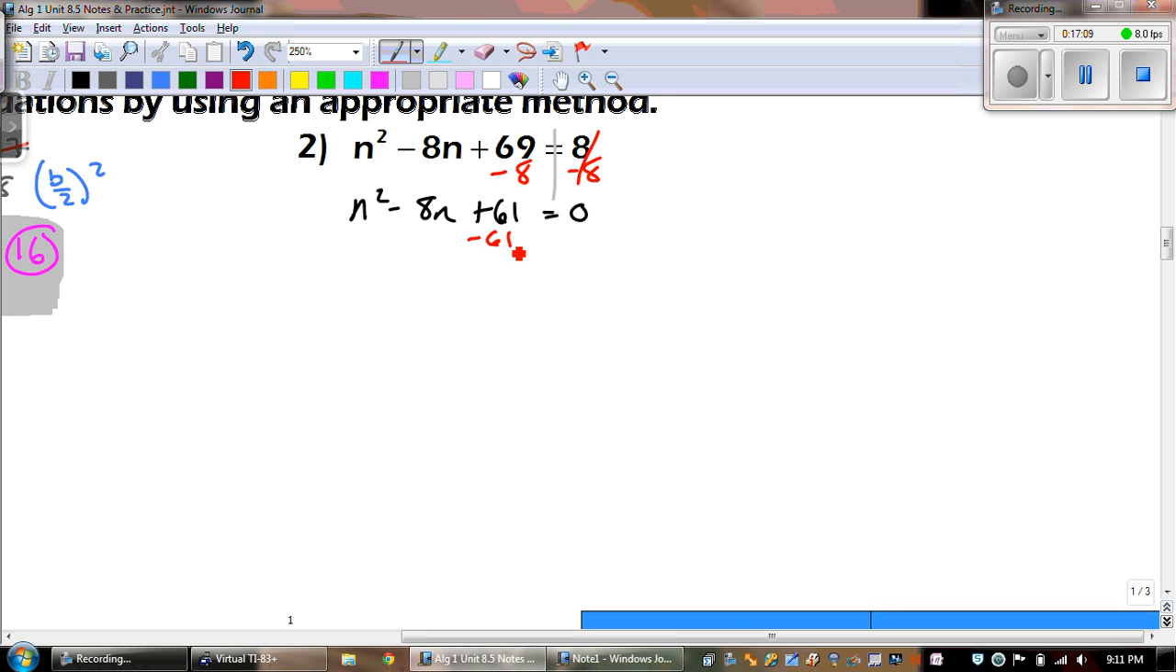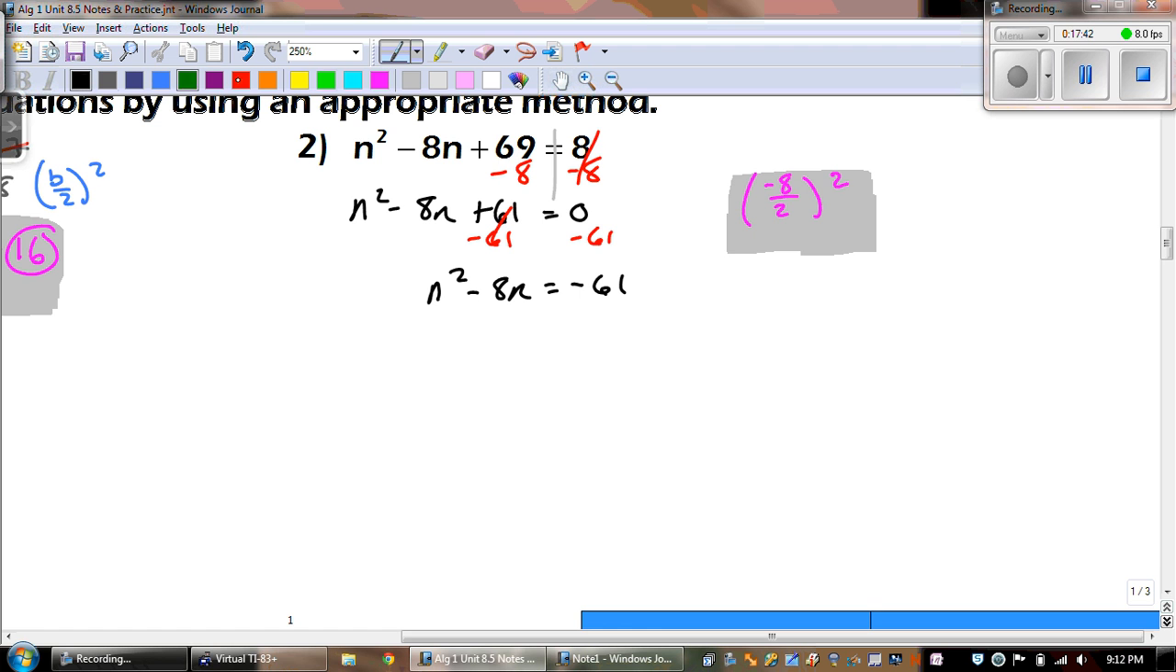So we have to move it to the other side so we can get the n squared and the 8n to one side and the negative 61 on the other. Okay, so now we're going to take the opposite of b. I keep saying the opposite of b. We're not doing quadratic graphs right now, Mr. Grice. We're not trying to find the vertex. So I have to take b, which is negative 8 divided by 2, and square it.